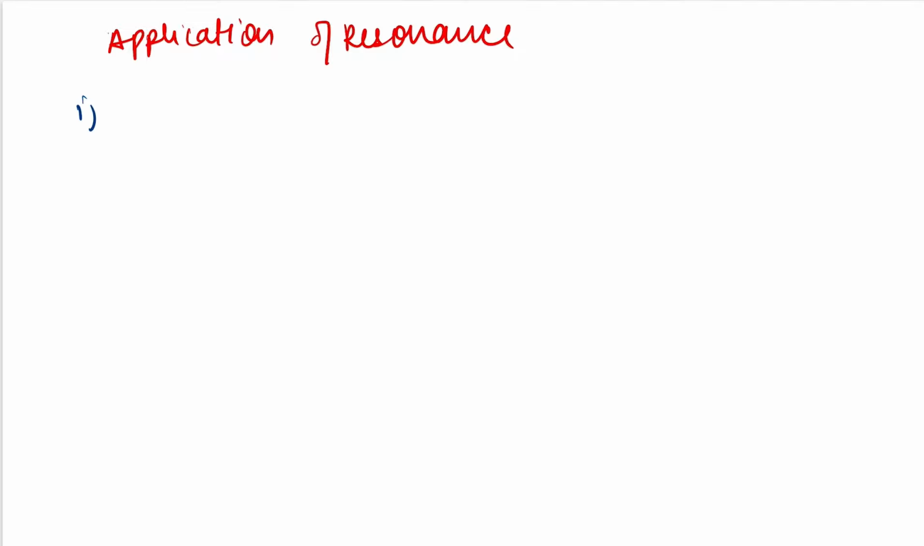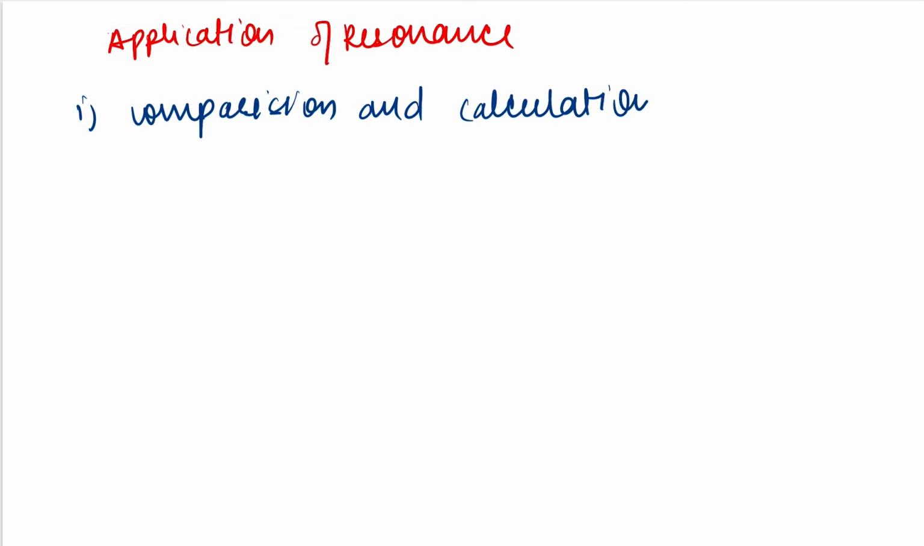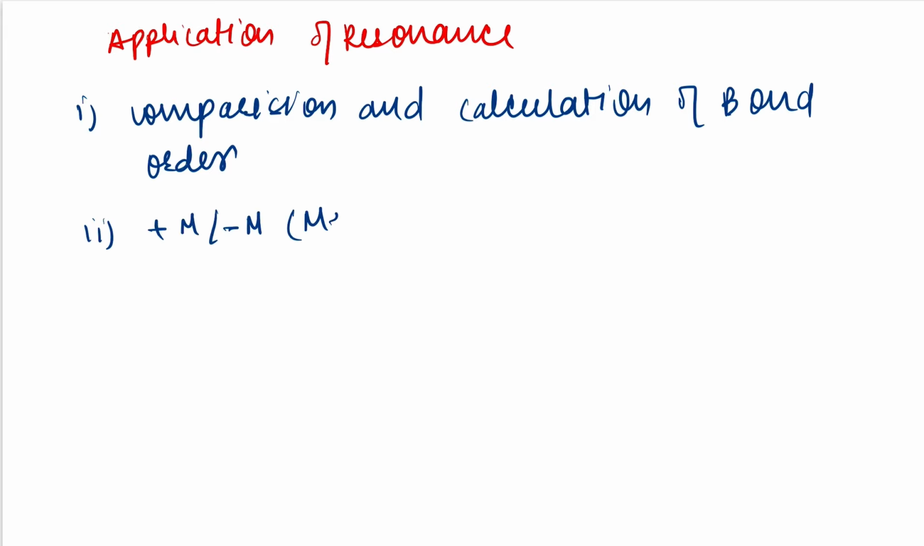First is the comparison and calculation of bond order. How do we compare and calculate the bond order? And second is plus mesomeric and minus M. That is called the mesomeric effect, and plus R and minus R.